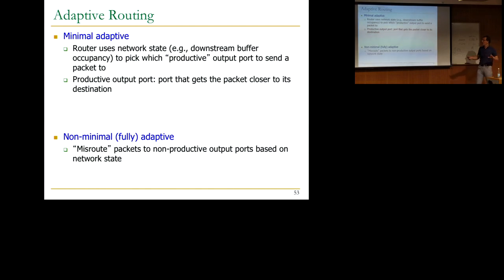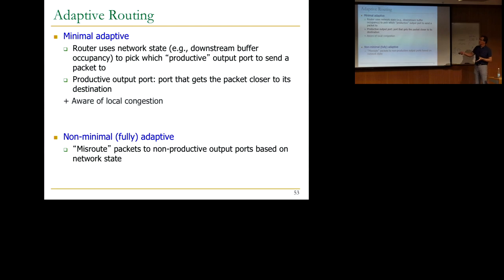Right? And in a mesh, for example, if you're going from one place to another place, there are always two productive output ports. You can go in the X dimension, and you can always go in the Y dimension. Right? And minimal means that you pick one of those output ports, and whenever you're deciding, you basically have an understanding of the congestion over here and congestion over here, and you pick the one that has less congestion. How do you get informed about that congestion? Basically, routers once in a while collect information and send it back to each other, and that adds more traffic to the network, of course. But you could use a back network for that purpose.